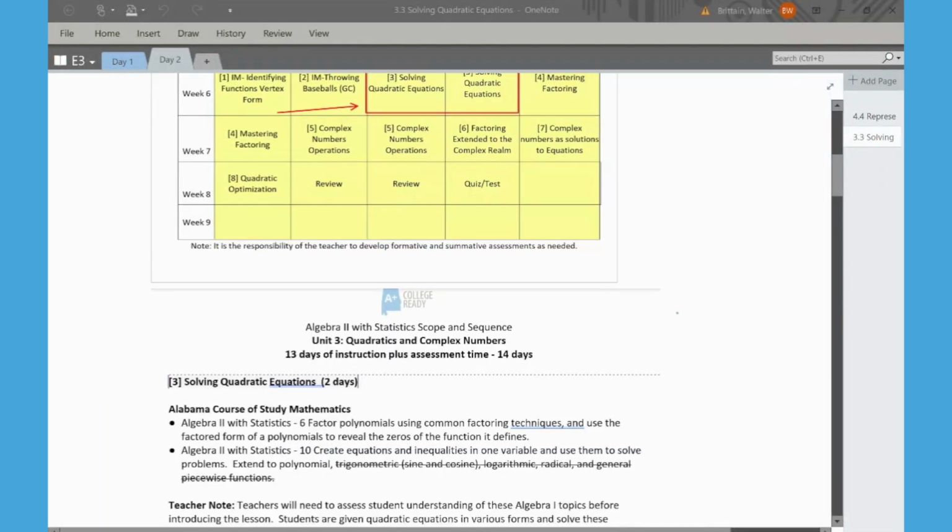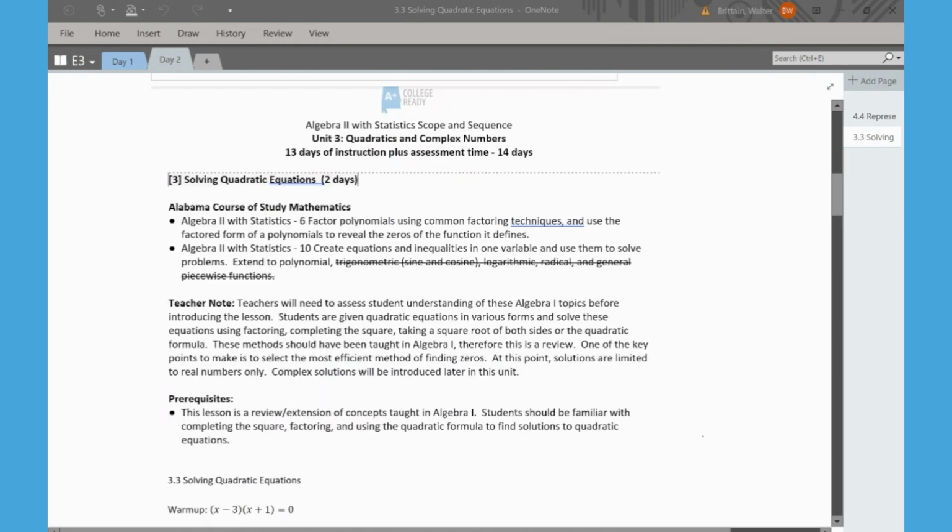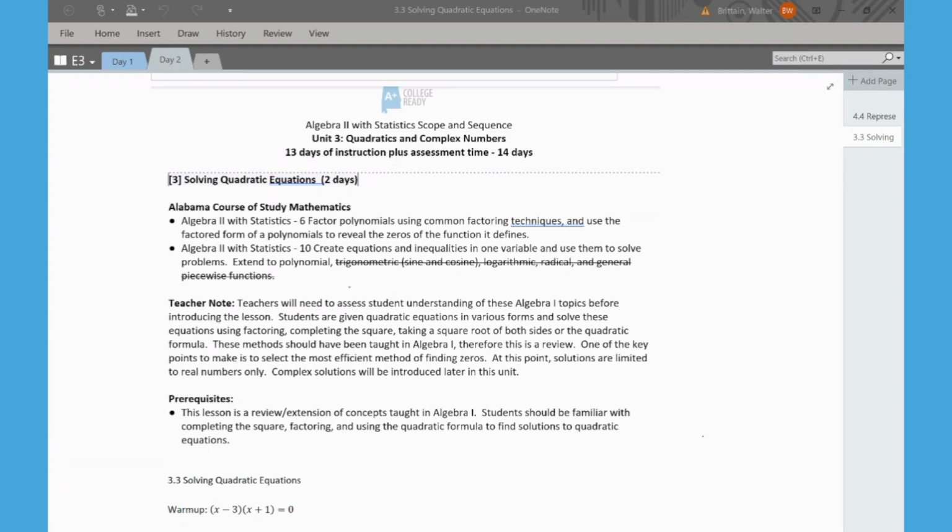If we look at the big picture, it has all of the lessons, but looking at the scope and sequence is going to tell us a little bit more detail. And this is going to cover standard 6 and standard 10. So we're going to be looking at quadratics specifically and some polynomials, and we're going to be solving using different techniques. So the lesson actually is a bit of a review from Algebra 1. It says that students should be familiar with completing the square, factoring, and using the quadratic formula. One of the ways that we're going to factor is by grouping.